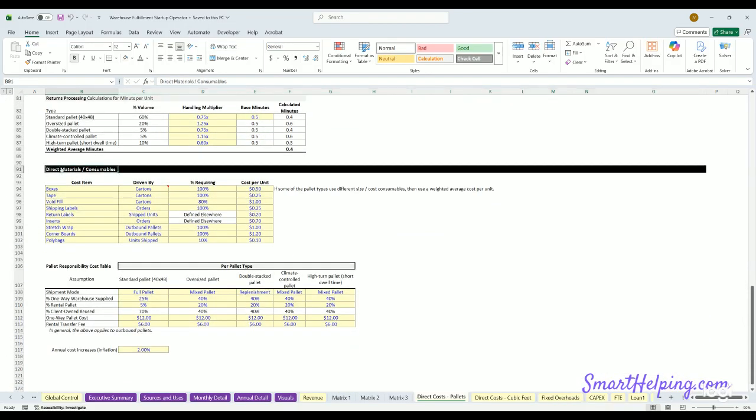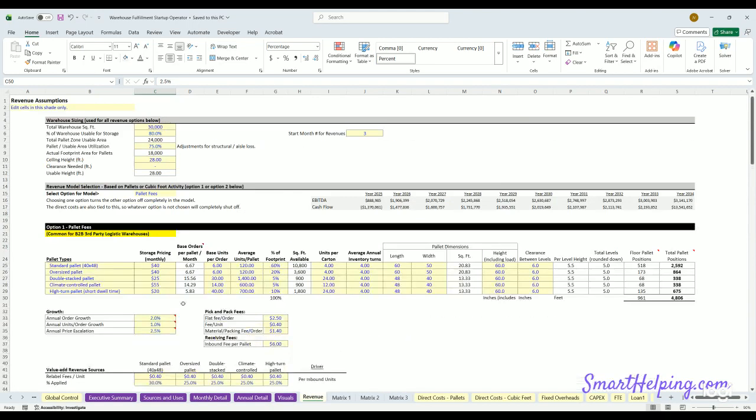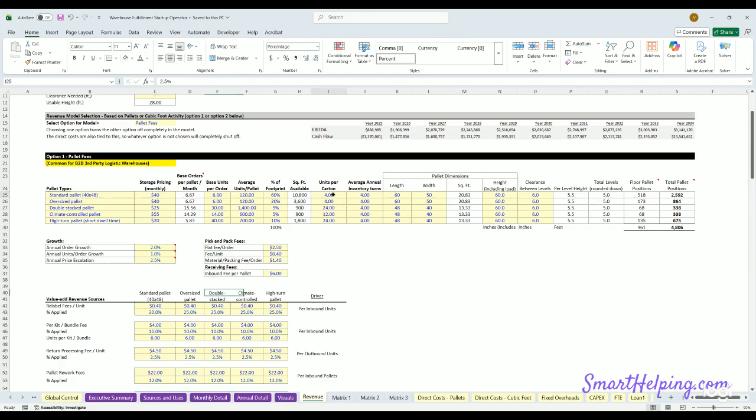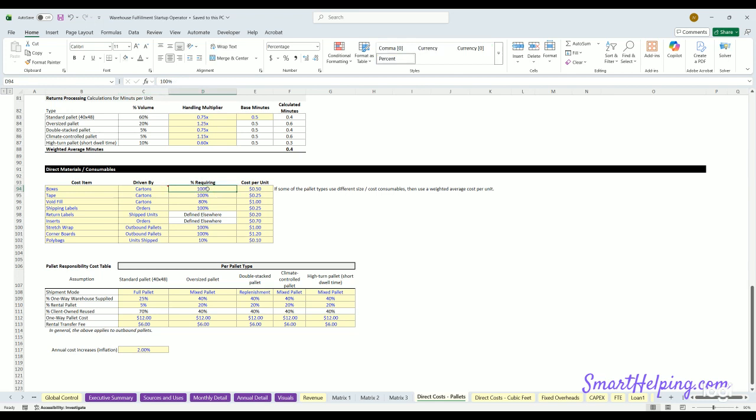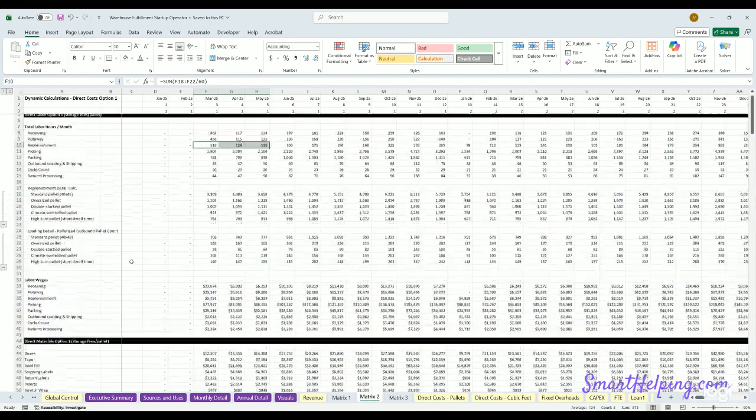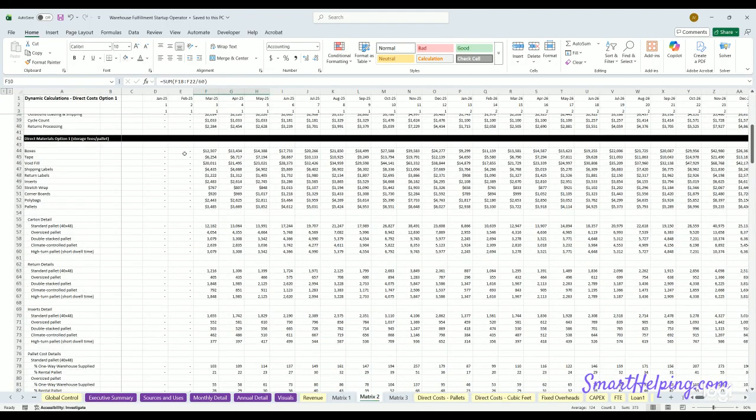Then there's direct materials. So here we have cartons. I have a note here: cartons used equals units shipped divided by units per carton. So that's where units per carton comes in, and there's going to be a direct cost based on that. So we have 100% using that, and then we're just doing a division problem to figure out the cost per carton. And that's going to be down here, and we have boxes, cartons, it's the same thing.